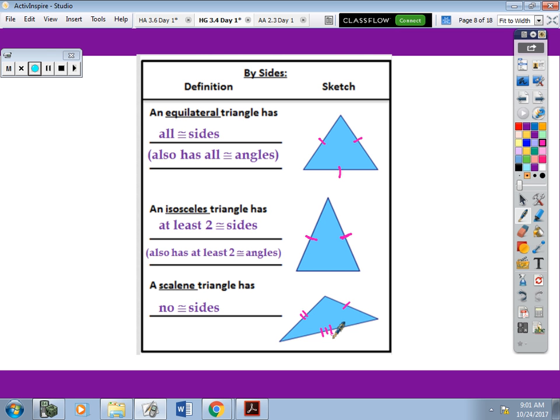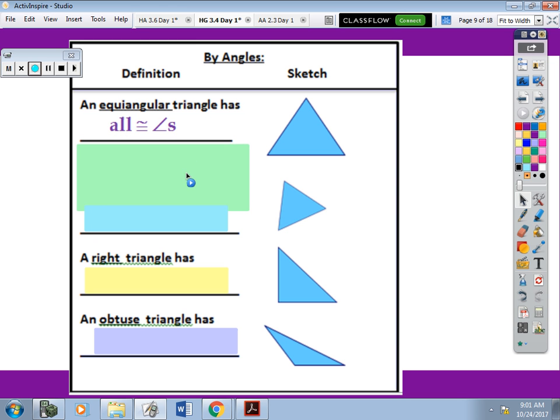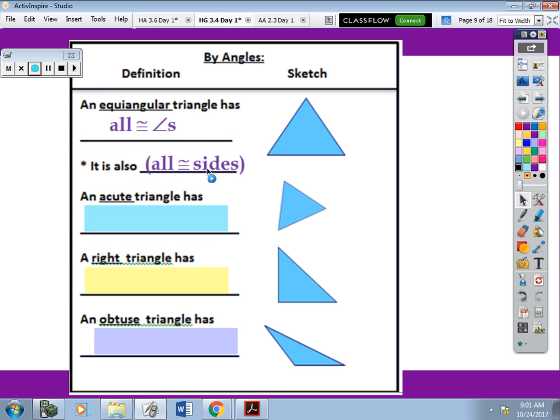The other way we can classify a triangle is by its angles. So this is pronounced equiangular, and that is a triangle that has all congruent angles. Okay, again, it's also going to have all sides congruent, but equiangular is talking about the angles. So an equilateral triangle will always be equiangular, and an equiangular triangle will always be equilateral. But those are two different ways to classify.